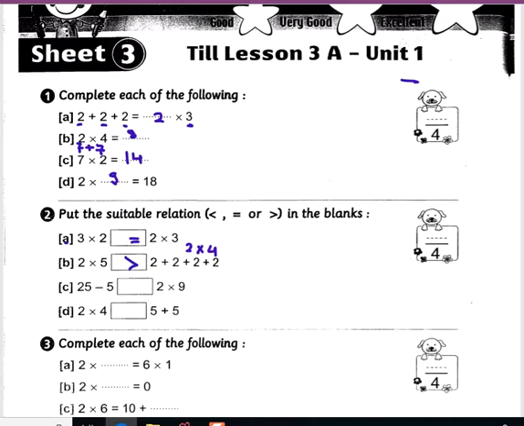25 minus 5. We'll make minus 5. 5 minus 5 equals 0, and here we write 2 in tens. So the result here equals 20. 2 times 9 equals 18. Which is greater here, 20 or 18? 20 is greater.